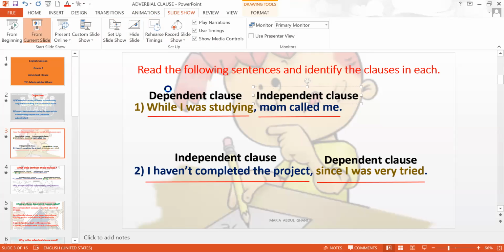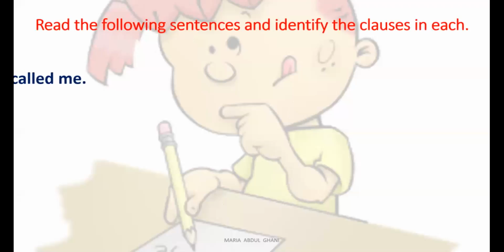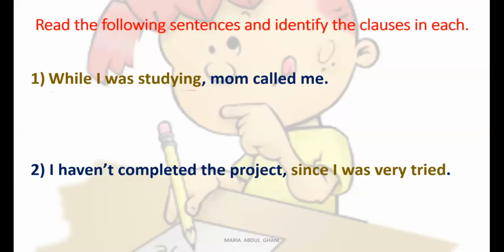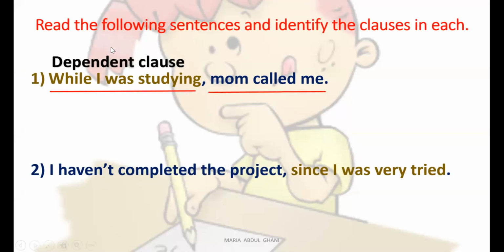Okay. Let's see. Okay. So while I was studying is the dependent clause. It can't come by itself in the sentence. If we say only while I was studying, it's not enough. What happened? Mom called me. Mom called me can come by itself in the sentence.